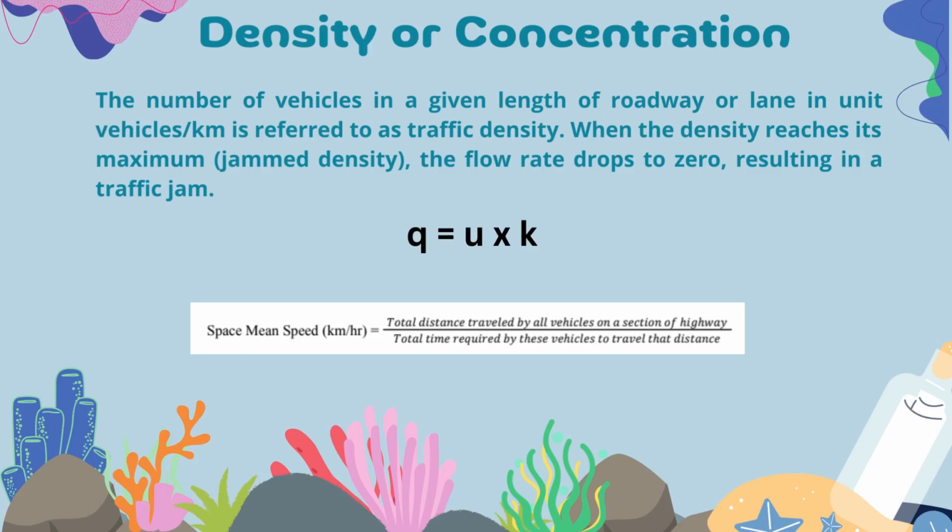We may calculate the traffic density K using the formula below, where Q is traffic flow and U is space mean speed. To compute traffic density, we first need to know the space mean speed, which can be estimated from the spot speed data we acquired on site using the following equation.